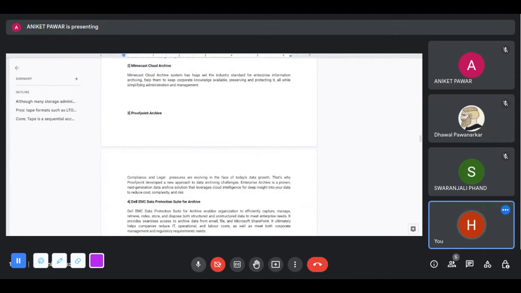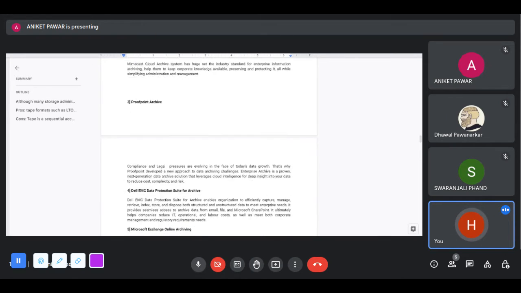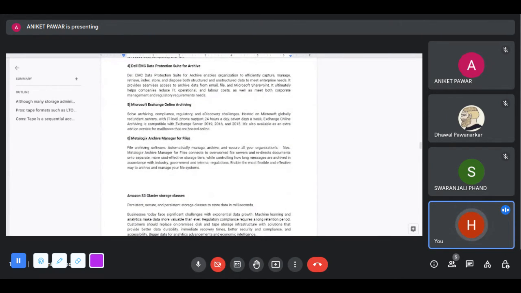The third one is the Proofpoint archive. Compliance and legal pressures are evolving in the face of today's data growth. For that, Proofpoint develops a new approach to data archiving challenges, which is quite helpful in those domains. The fourth one is the Dell EMC data protection suite for archive. It enables organizations to efficiently capture, manage, retrieve, index, store, and expose both structured and unstructured data to meet the enterprise's needs. Okay, so all the rest are similar.